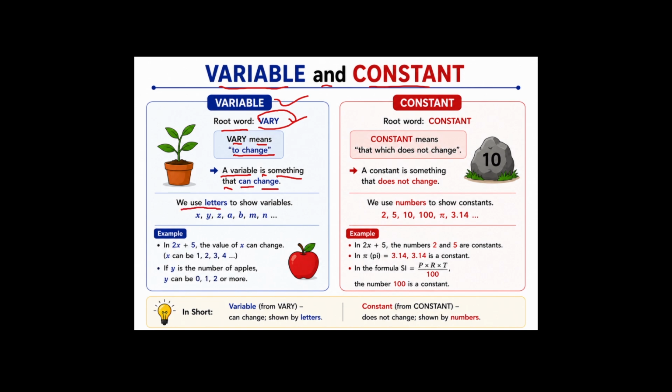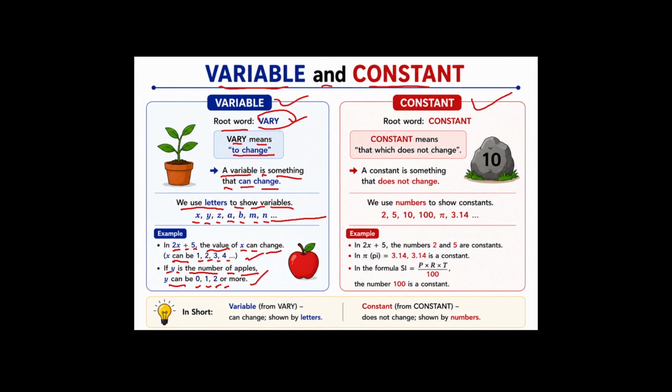We use letters to show variables, like x, y, z, a, b, m, and there may be any letter. Example: 2 times x plus 5. The value of x can change. It can be 1, 2, 3, 4. If y is the number of apples, y can be 0, 1, 2 or more. Any number there can be.